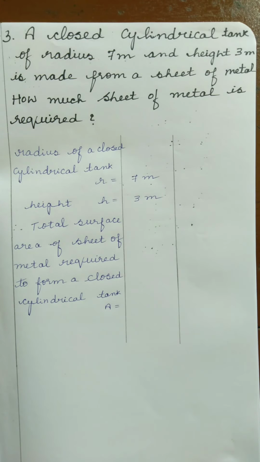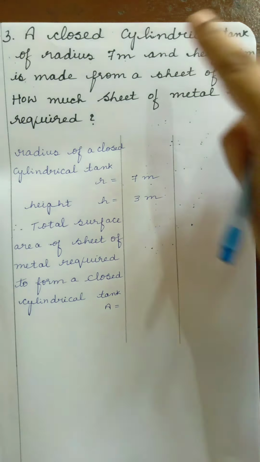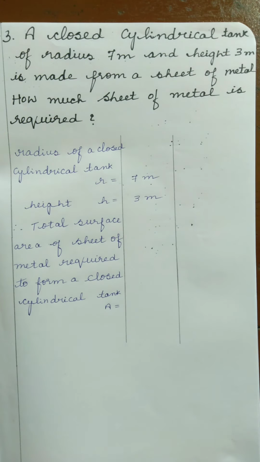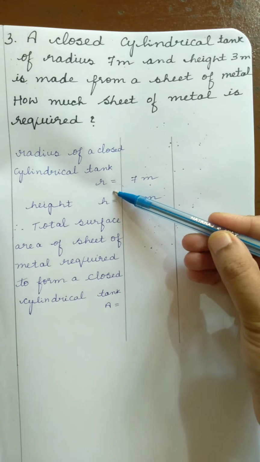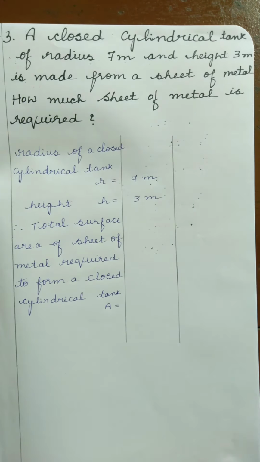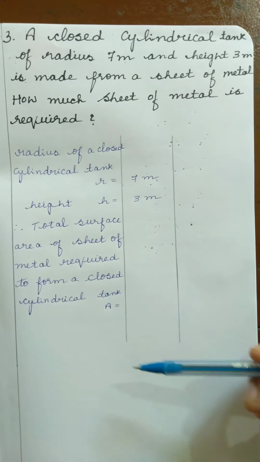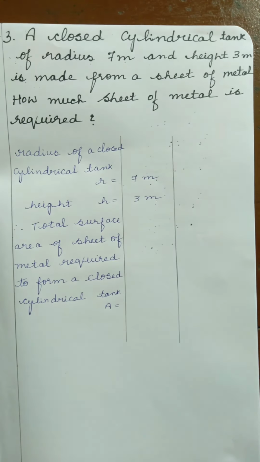Now let us solve the third problem. The third problem is that a closed cylindrical tank of radius 7 meter and height 3 meter is made from a sheet of metal. How much sheet of metal is required? Therefore, in the given problem, radius of a closed cylindrical tank is given, that is r equal to 7 meter. Then height h is given, that is equal to 3 meter.